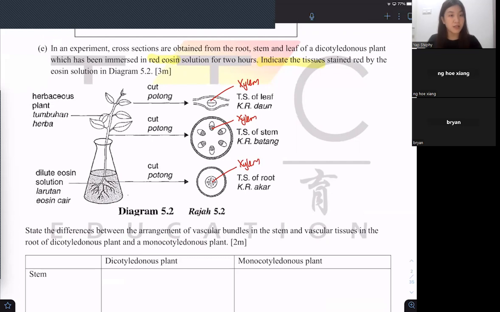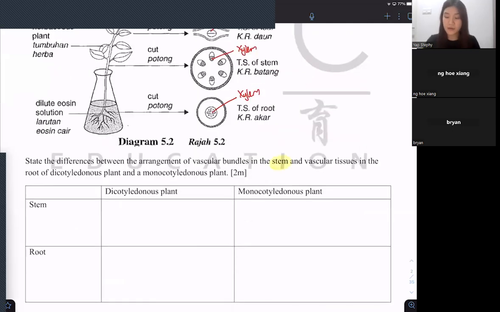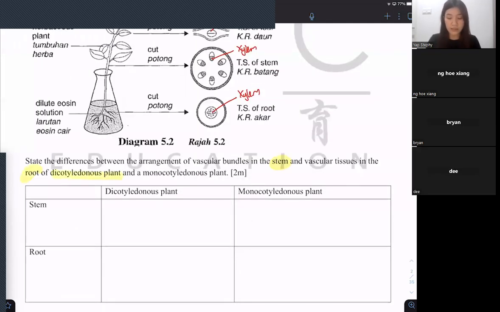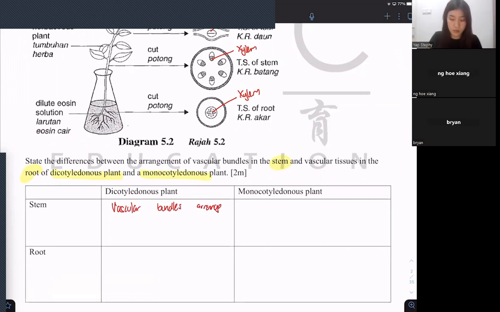Okay? And then for the next one, state the differences between the arrangement of the vascular bundle in the stem and the vascular tissue in the root of the dicotyledonous and the monocotyledonous. So for the differences, this is for the arrangement. For the dicotyledonous, the vascular bundles in the stem are arranged in the ring form. But for the monocotyledons, the vascular bundles are scattered. Yes, very good. Scattered throughout the stem.